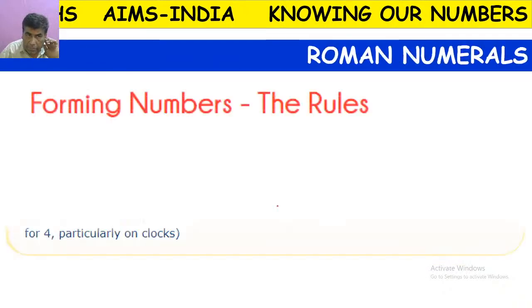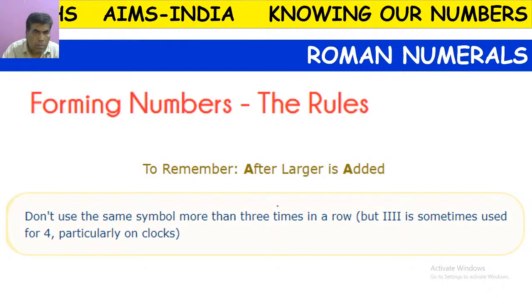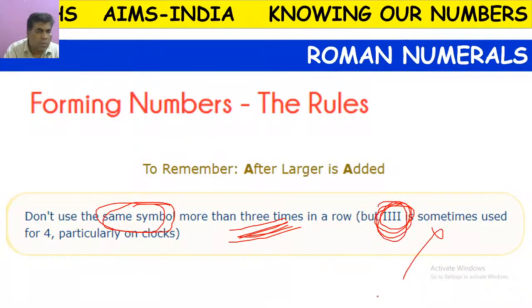So next. One more thing. The same symbol cannot be added 3 times. Like this, here 4 times they have written, which is wrong. So we should not add more than 3 times.